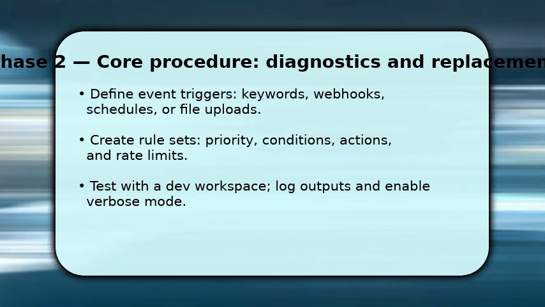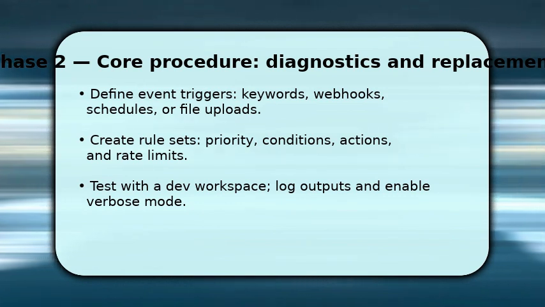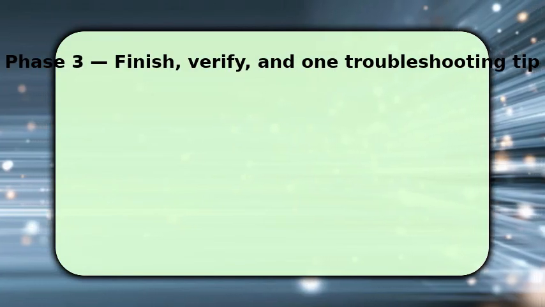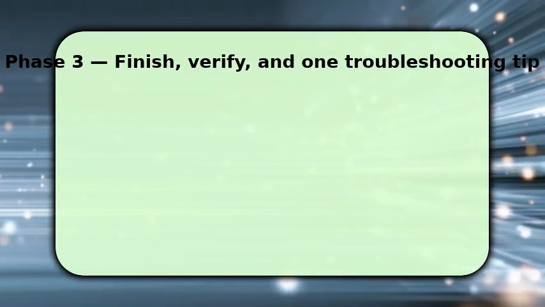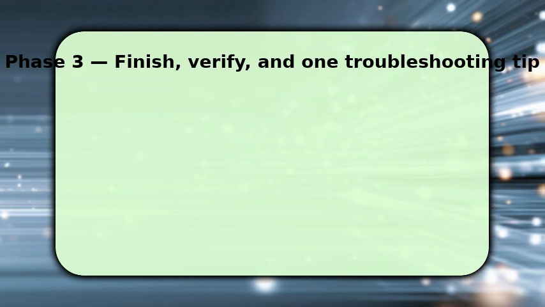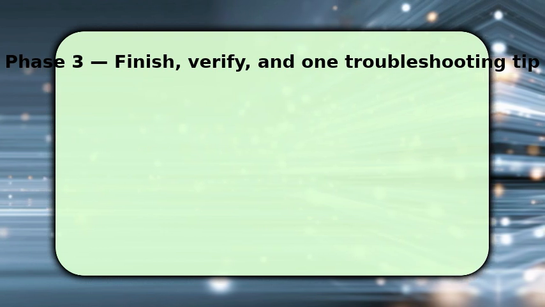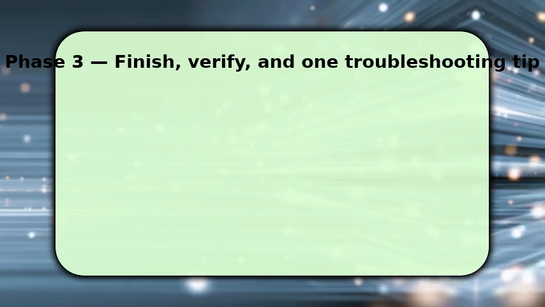Test in a development workspace. Watch logs in verbose mode and iterate until responses are accurate. Finally, deploy carefully. Roll out in stages, for example 10%, then 50%, then full, so you can catch issues early. Monitor key metrics like latency, error rate percentage, throughput, and direct user feedback to ensure stability.